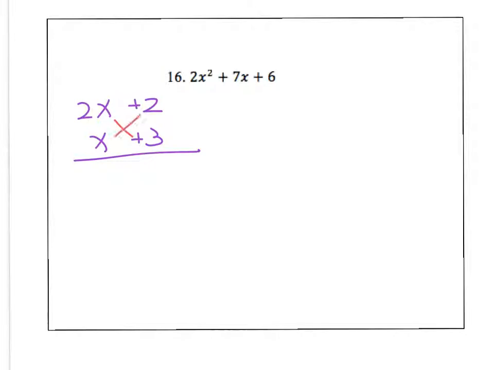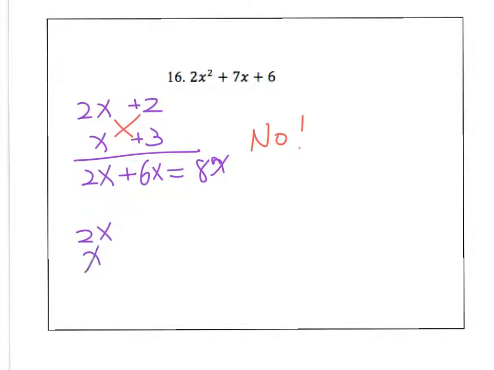Now if I cross multiply, 2 times x, I have 2x. 2x times 3, I have 6x. I add them together, I have 8x. I'm sorry, I have 8x. I don't have 7x. This is incorrect. So this is no. I have to try it again.